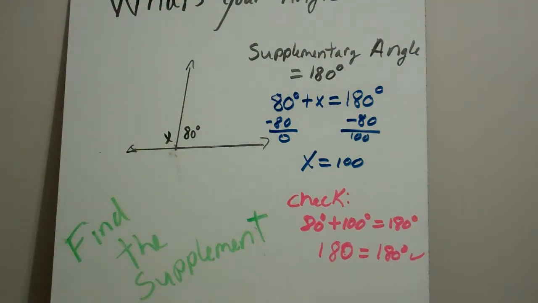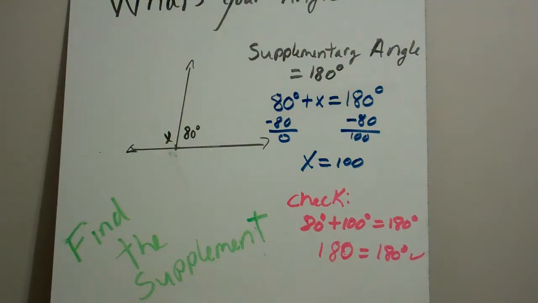And I take my known pieces, which are my 80-degree angle, and then I add that to my missing portion, which is x, and I have my algebraic expression. So I subtract 80 from both sides, and I'm left with x on the left side, and when I subtract 80 from 180, I'm left with 100.